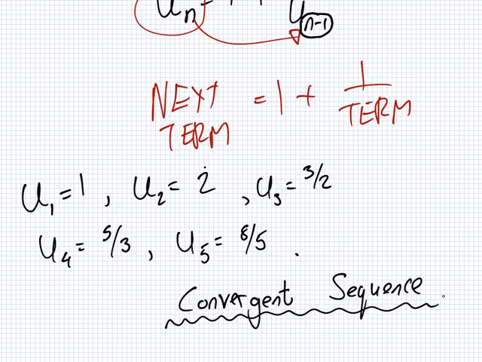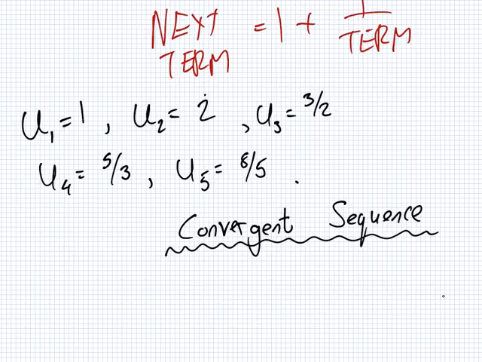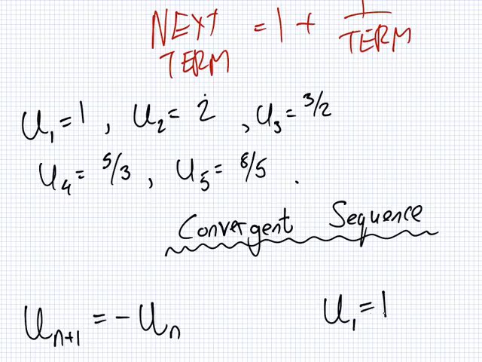Okay, here's another one for you to try. Can I scroll down? Yes? U(n+1) equals minus U(n). U1 equals 1. Calculate the first 5 terms.